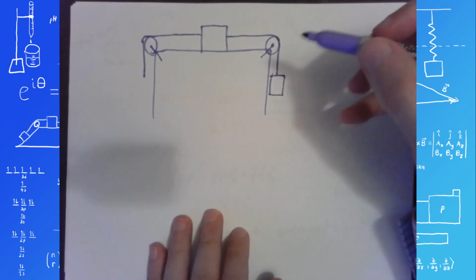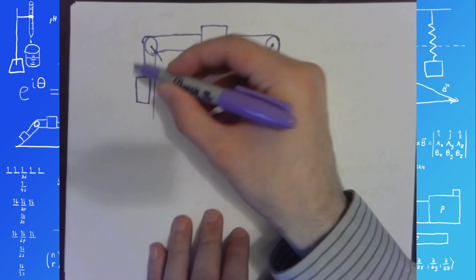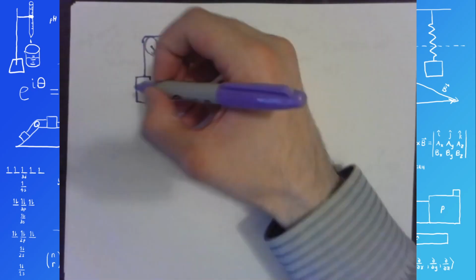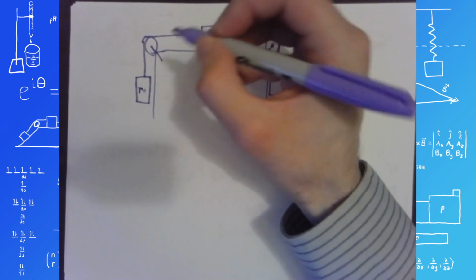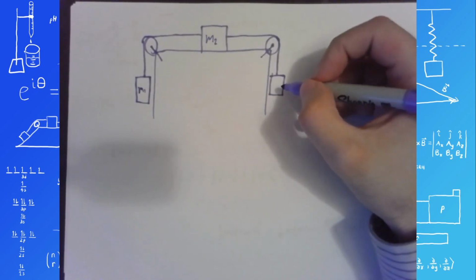And we have a number of blocks over here, 3 to be exact, and they are labeled M1, M2, and M3.